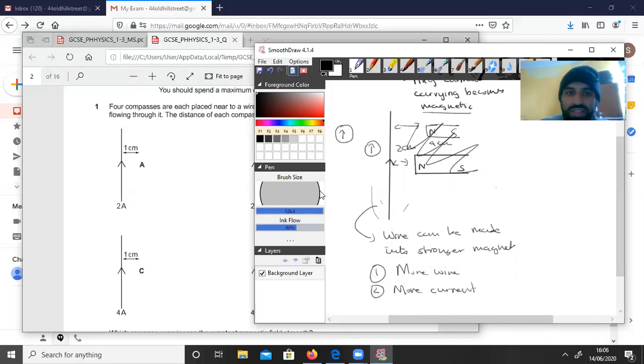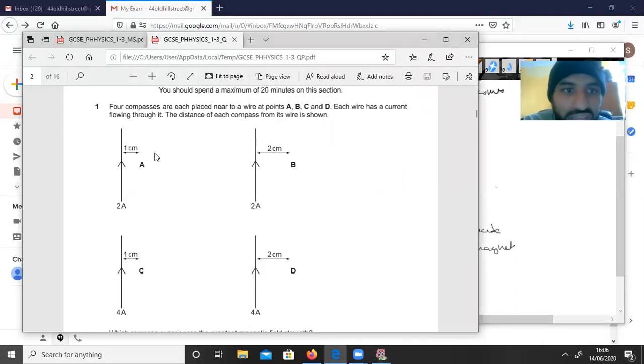Okay, so now look at this question. Out of all these wires, which one do you think is going to move the compass needle the most? I want you to think about it. One of the 1 centimeter ones, so A or C. It could be C. And why is it C? Because A is 1 centimeter as well, so C and A are both 1 centimeter. You're right, the closer one will move it more. But which one? It's 4A on C, and on A it's only 2A. Yes, exactly. So there's more current here, so this is the strongest, it's going to move it the most. Do you get it? Yeah, I understand.